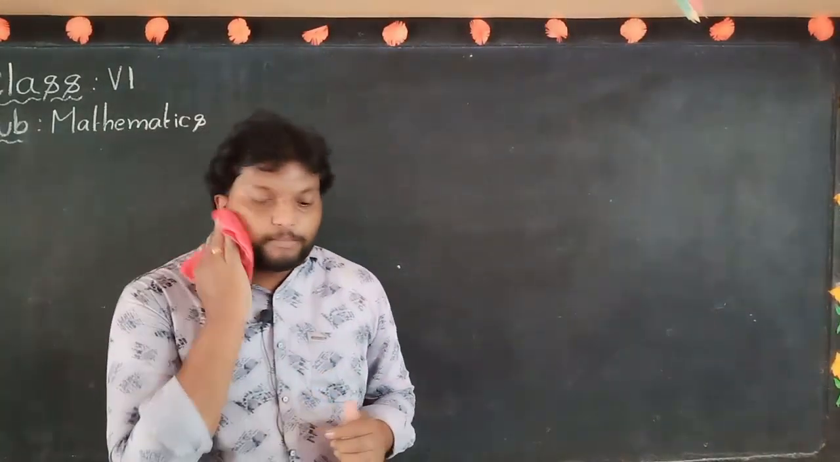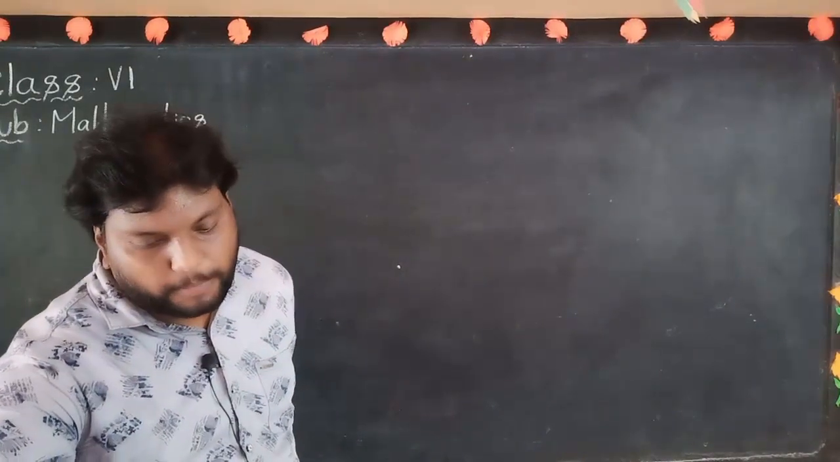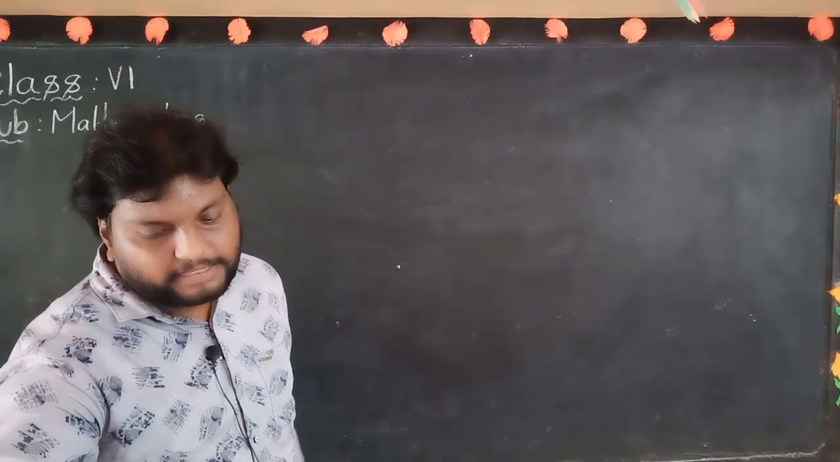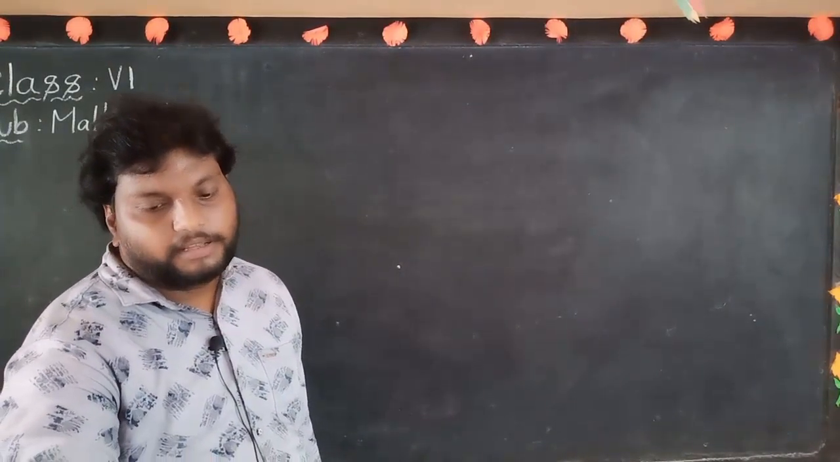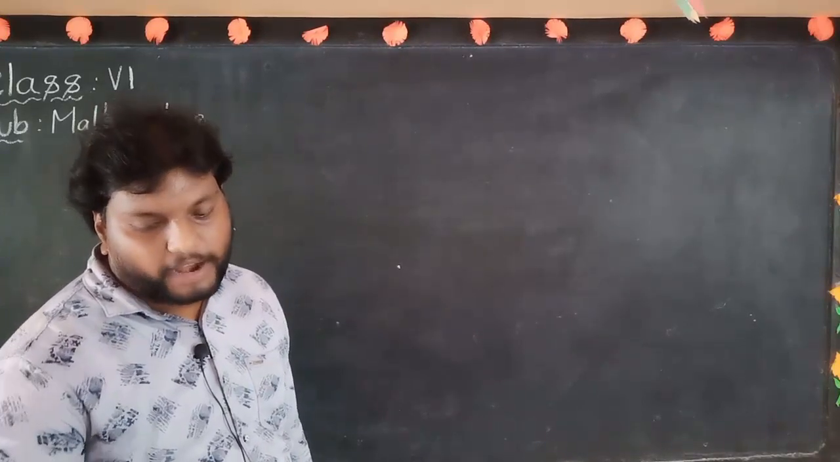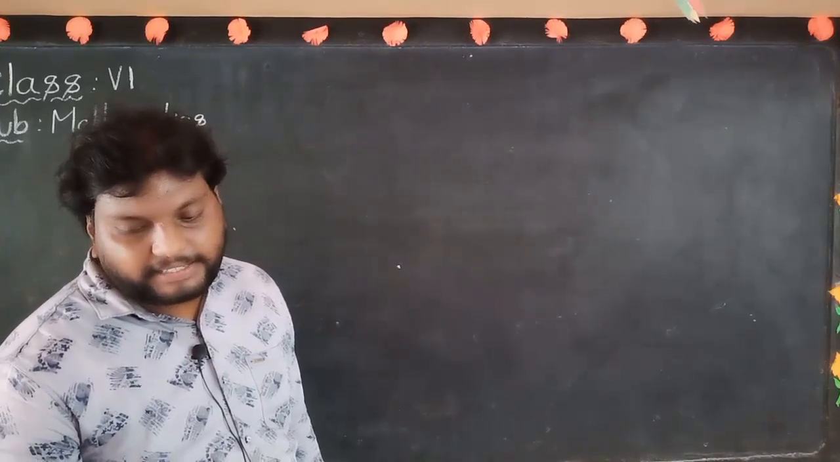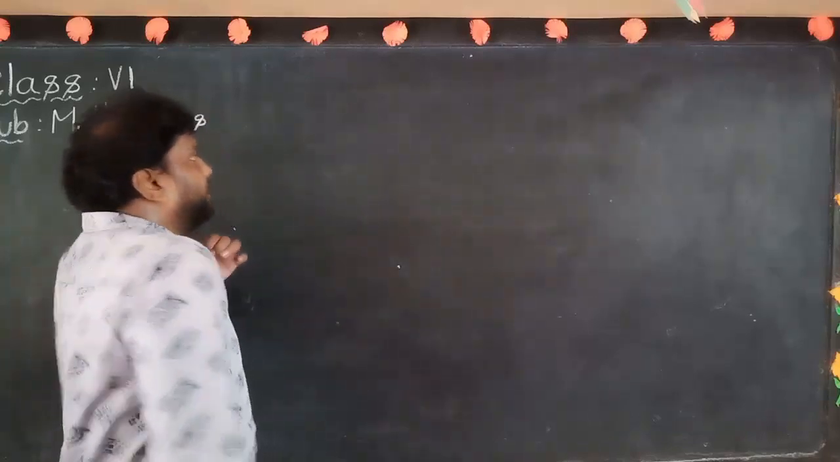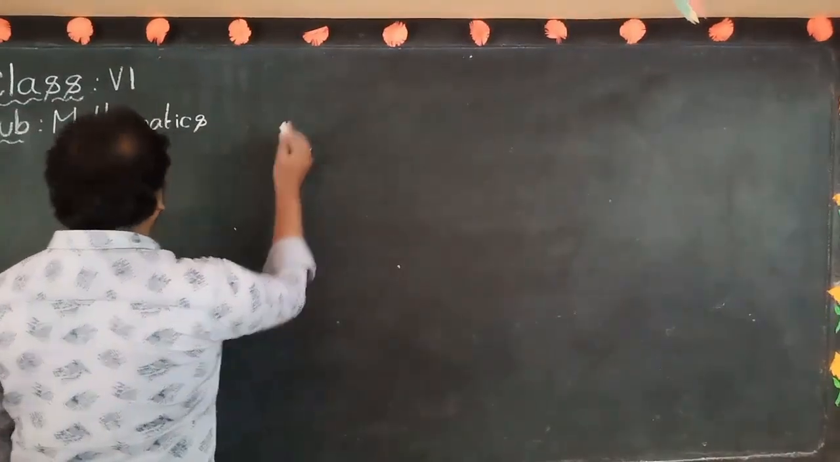Next, one more problem we have to check. Same problem: determine the greatest three-digit number. The greatest three-digit number we have to find, divisible by 8, 10 and 12. Now, what are the given numbers?